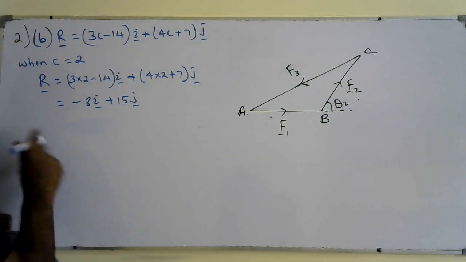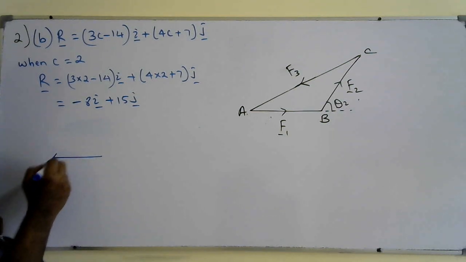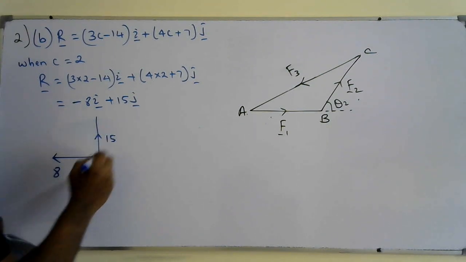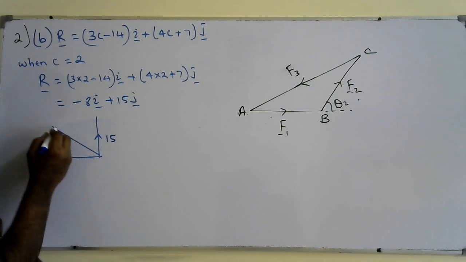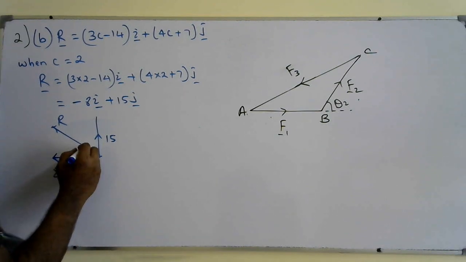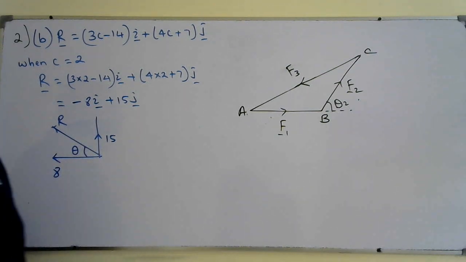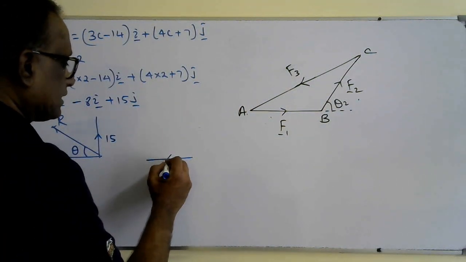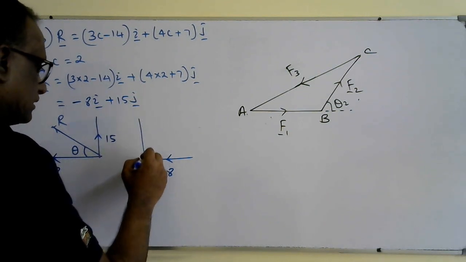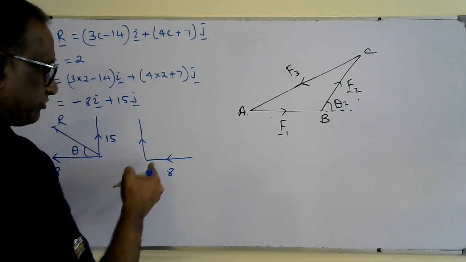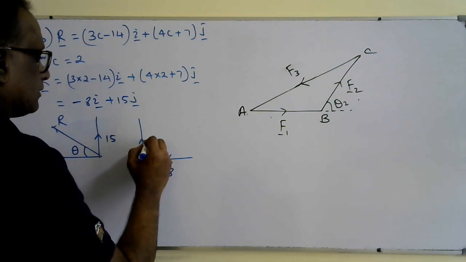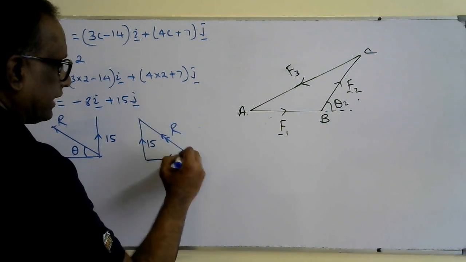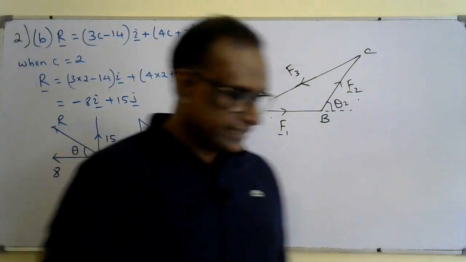So the resultant, if I want to find it, this direction is 8, upward direction 15. So the resultant will be somewhere here. This is the resultant. We need to find this angle theta. Simple, think about a vector triangle. This is 8. From here, this is 15. The given vectors should follow each other. The resultant goes this way. We have to find that angle.